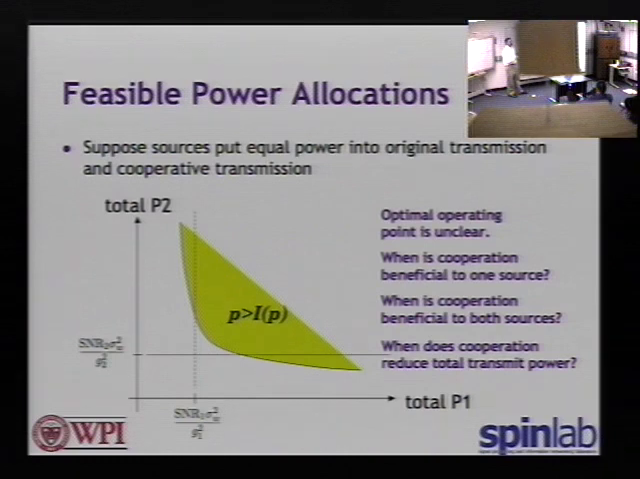When is cooperation beneficial to both sources? In this example, there is no point at which cooperation benefits both sources. And when does cooperation reduce the total transmit power? That you can't really tell from this picture. You can't really get a feeling for what the total transmit power is. But these are questions that I began to ask myself.